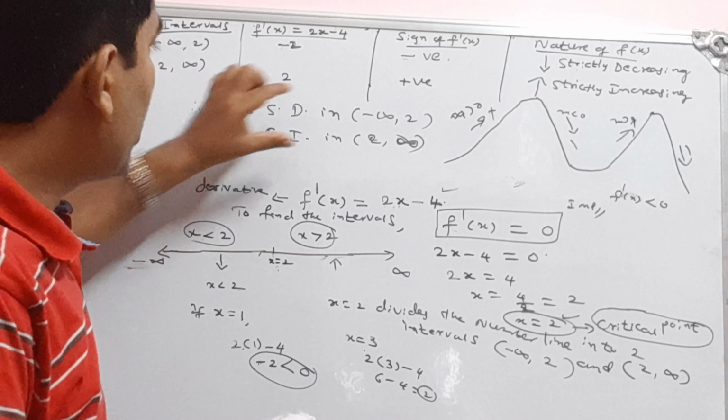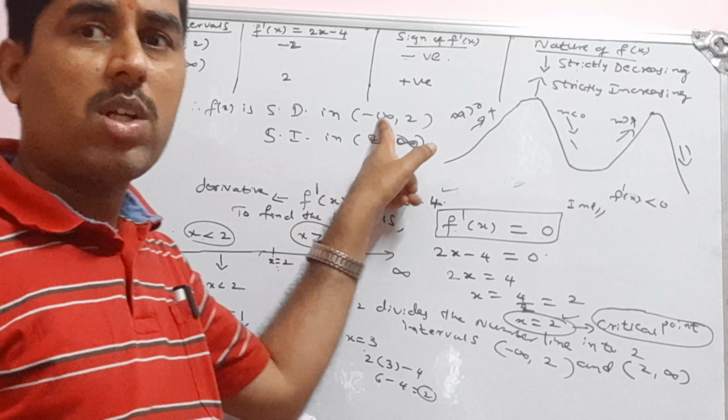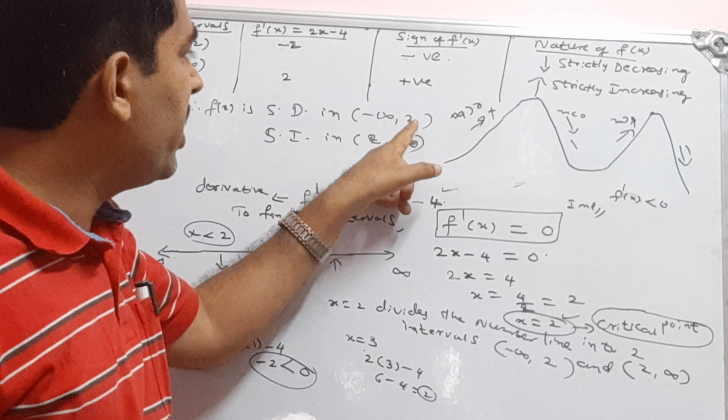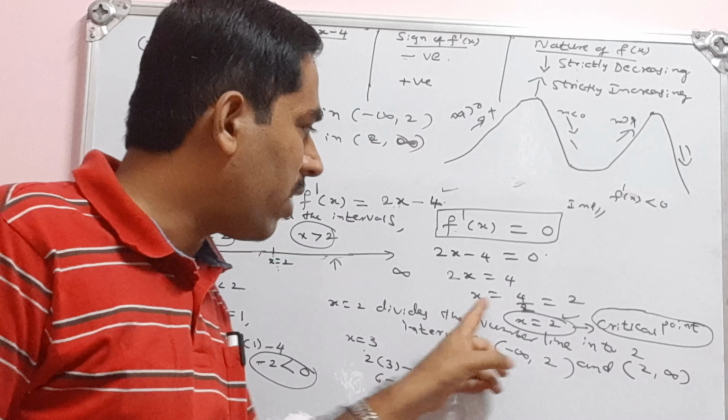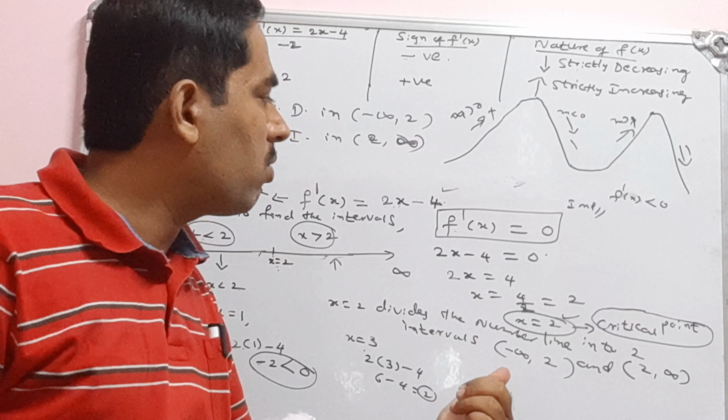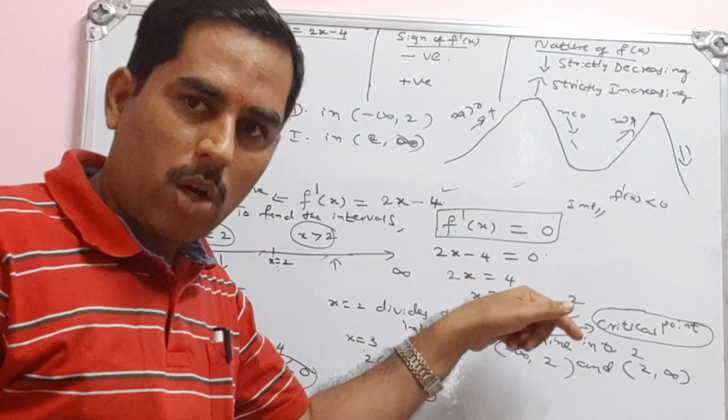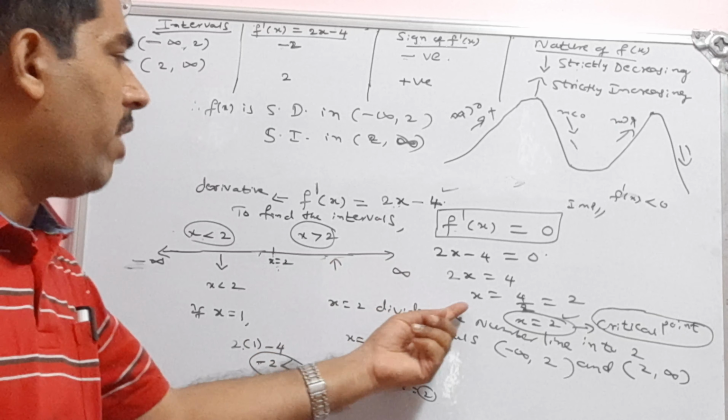So here we have found the intervals. Our question was to find the intervals. So the intervals: minus infinity to 2 is one interval, and another interval is 2 to infinity. I have solved for x, x is equal to 2. How did I solve for x? I equated the derivative to 0 and then solved for the value of x.